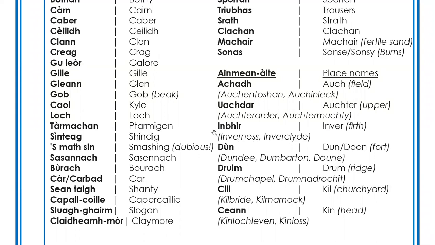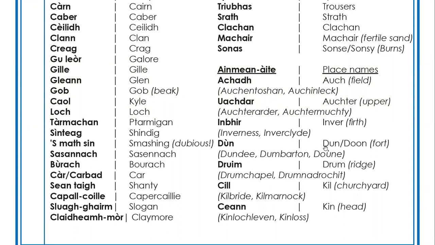Inbhir. Inbhir, which could be pronounced Inver, which gives us Inverness, Inverclyde. So a river mouth, a firth in Scottish English, an estuary in English. Dun or Dún, Dundee, Dumbarton, Dún itself is just Dún.